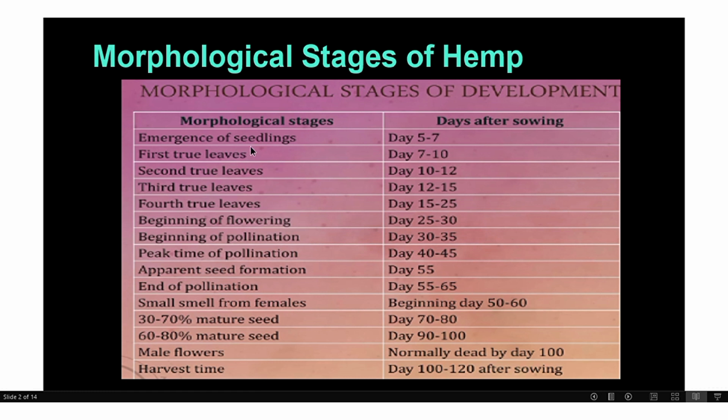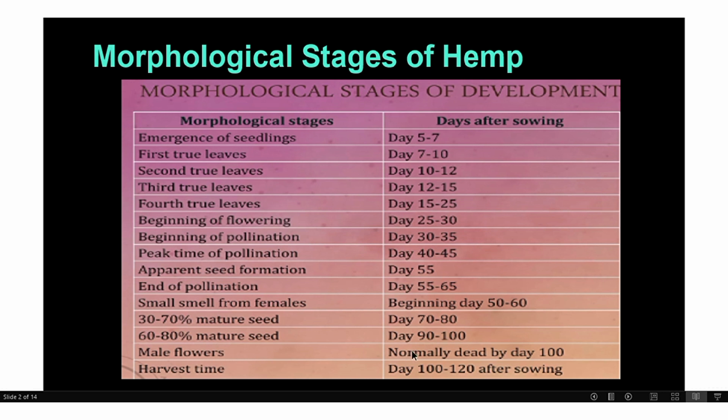So the first stage is emergence of seedling, second you can say leaves, third flowering, and next pollination, and end of pollination takes 55 to 60 days. And then the next stage is small smell from females beginning at 50 to 60 days, and the further stage is mature seeds. 30 to 70% mature seed takes 70 to 80 days, and then 60% to 80% mature seed time is 90% to 100%.